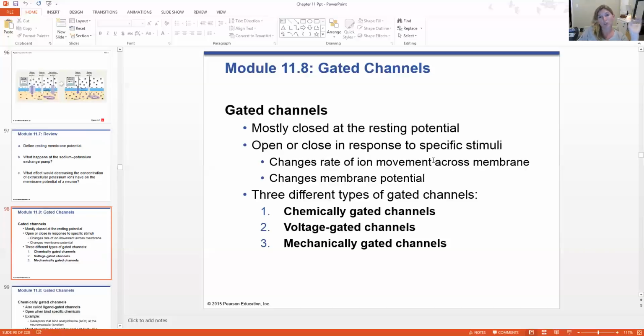Gated channels are usually closed during a resting potential. They can be opened or closed in response to a stimulus. If there's a change in ion movement or if there's a change in membrane potential, they can be opened or closed. There are three different types of gated channels. There are chemically gated channels, voltage gated channels, and mechanically gated channels.